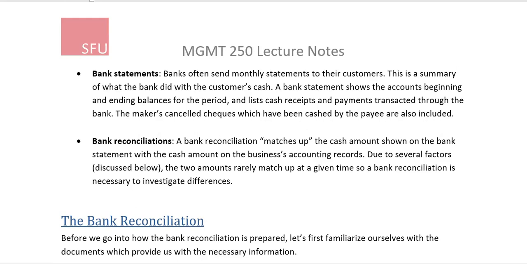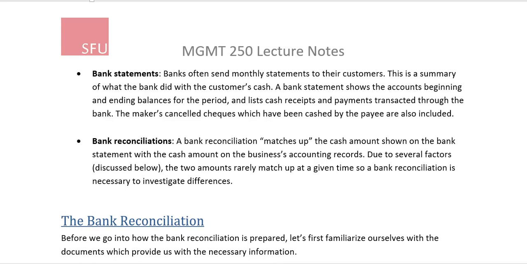Banks often send monthly statements to their customers. This is a summary of what the bank did with the customer's cash. A bank statement shows the account beginning and ending balances for that period and lists cash receipts and payments transacted through the bank. The maker's canceled checks, which have been cashed by the payee, are also included.